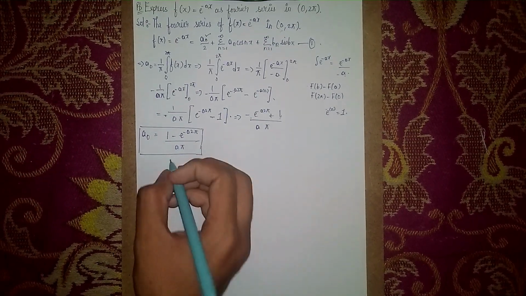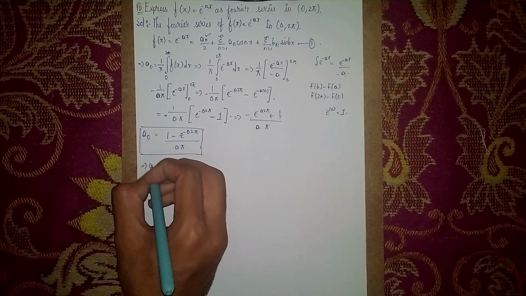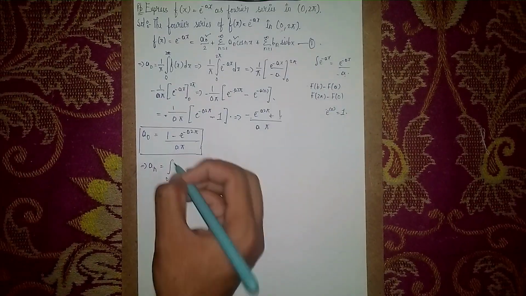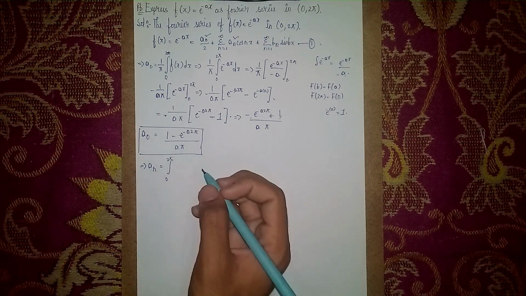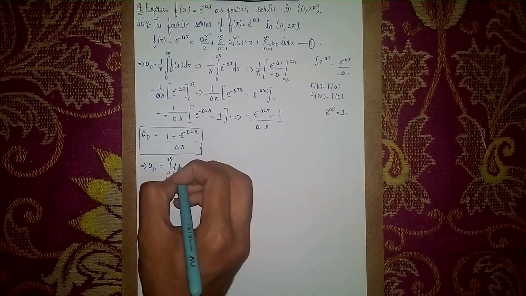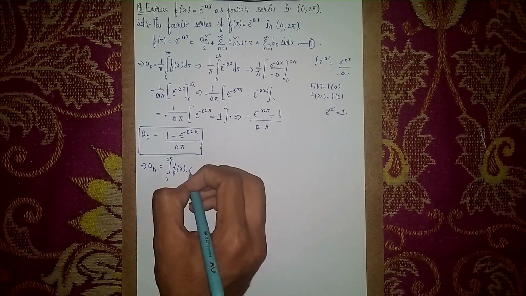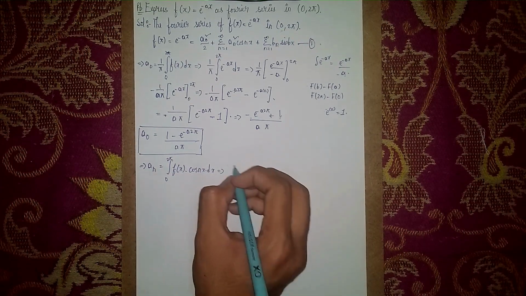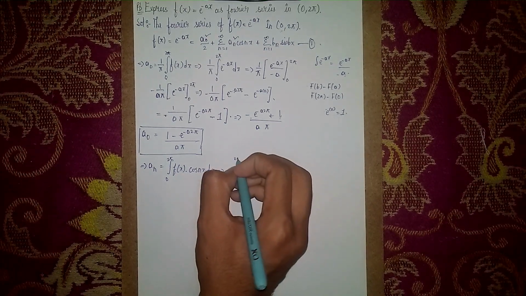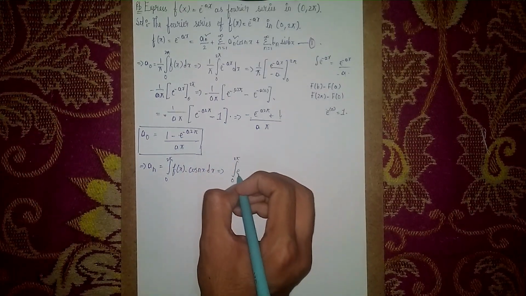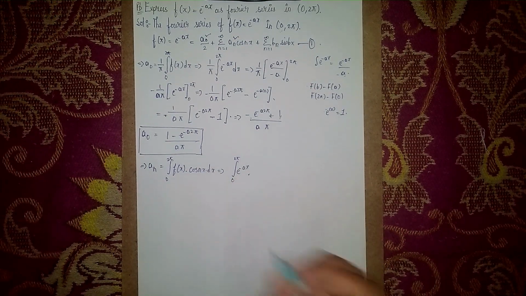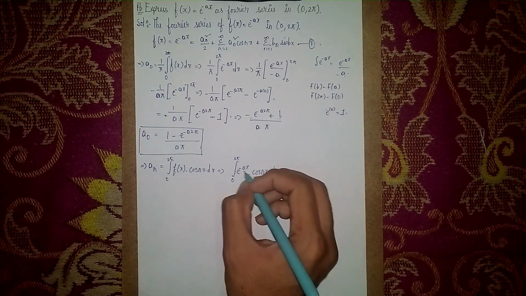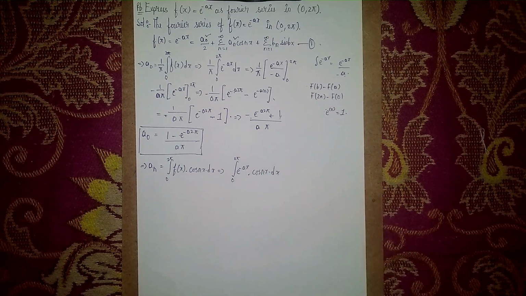Now the formula for a n. Now I am finding a n: integrate 0 to 2 pi f of x into cos nx dx. Now substitute here: it becomes integrate 0 to 2 pi, what is f of x? e power minus ax into cos nx dx. Now I am using one formula here, which we use in integration.